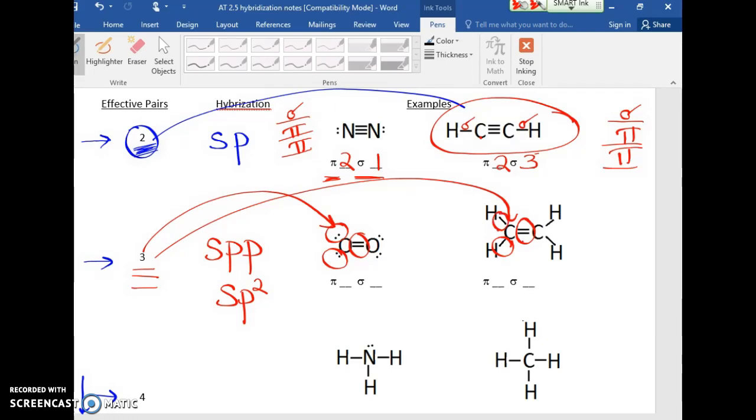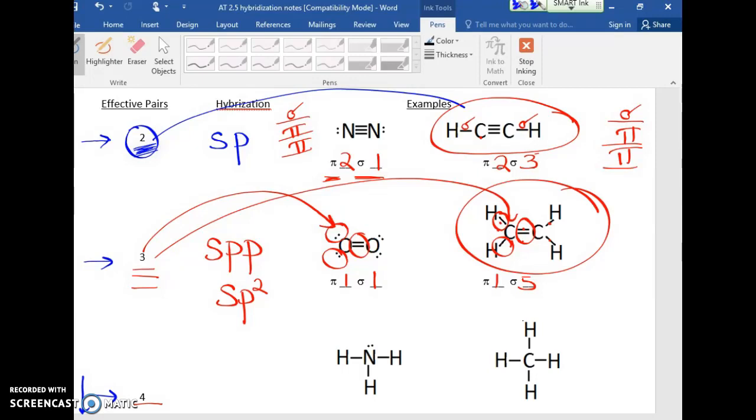In this molecule, double bond, one of them's a pi, one's a sigma. In this total molecule, I have sigma bond, sigma bond, sigma bond, sigma bond. Then one of these is a sigma bond. That means 5 sigmas and 1 pi. Moving on to 4 effective pairs.